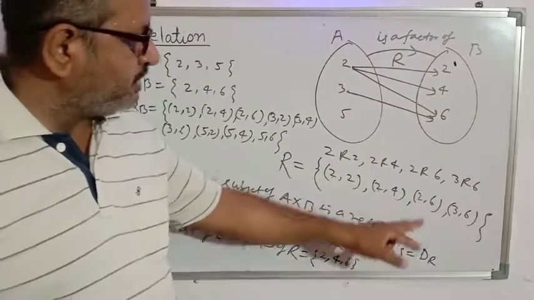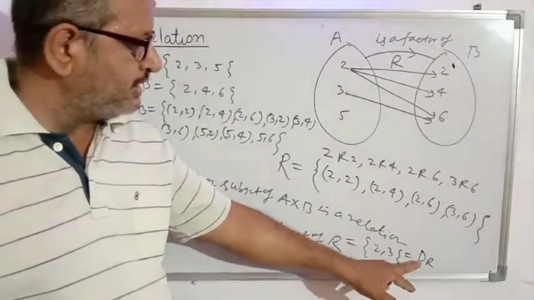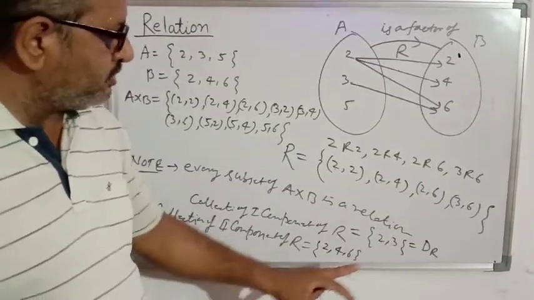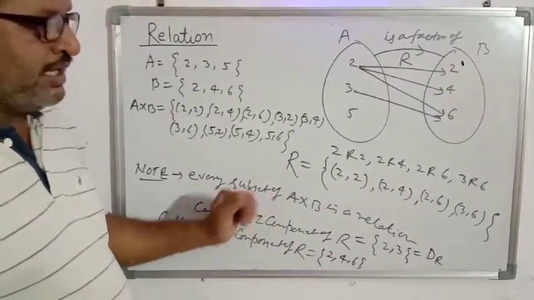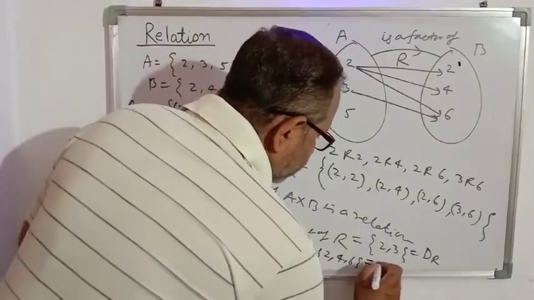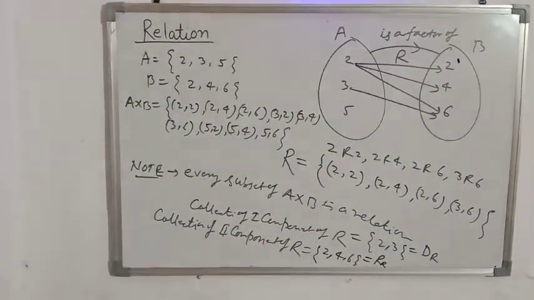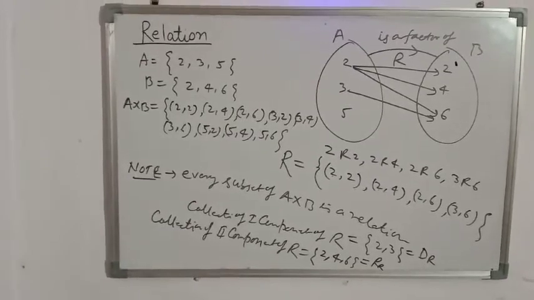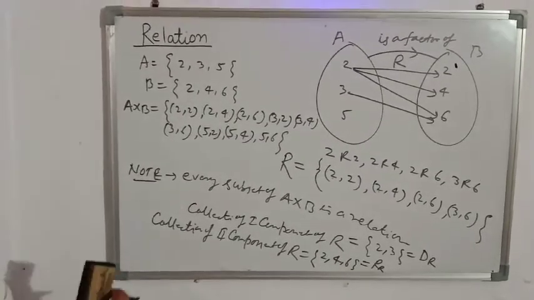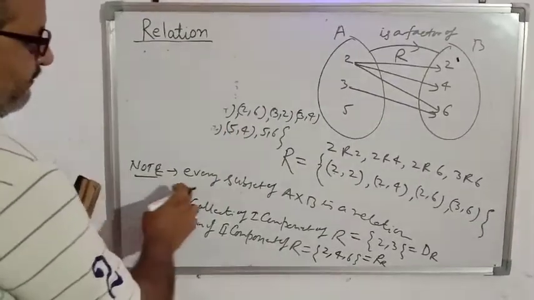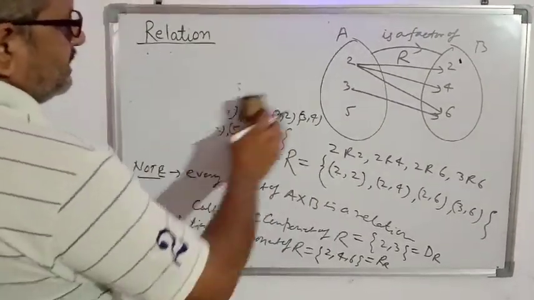Collection of first component is called domain of the relation. It is represented by DR. And collection of second component 2, 4, 6 is called the range of the relation. We can represent it by RR. DR means domain of the relation. RR means range of the relation. So I have written here every subset of A cross B is a relation.